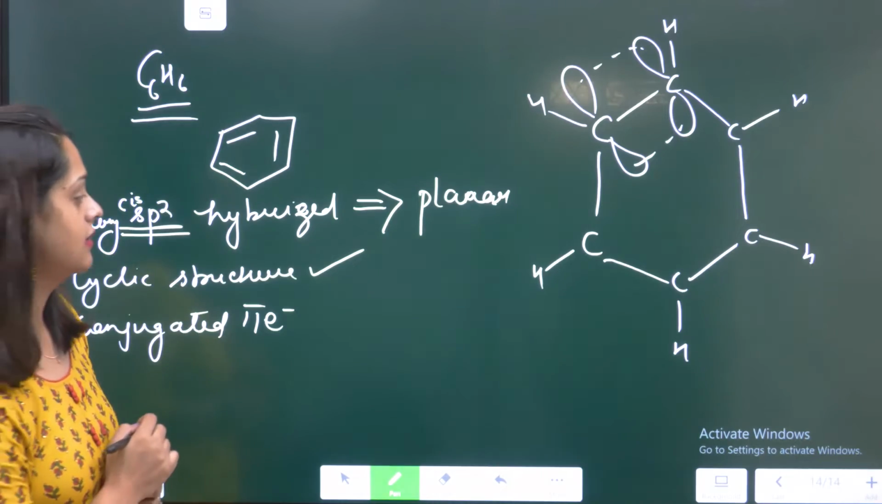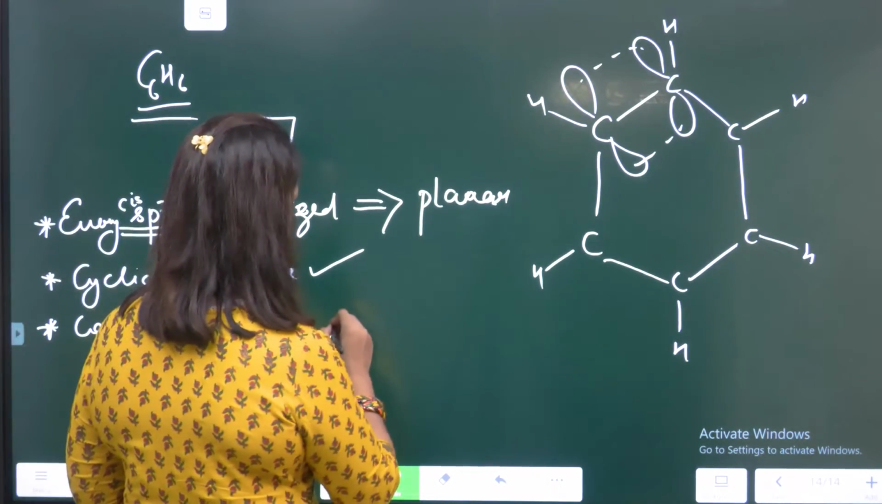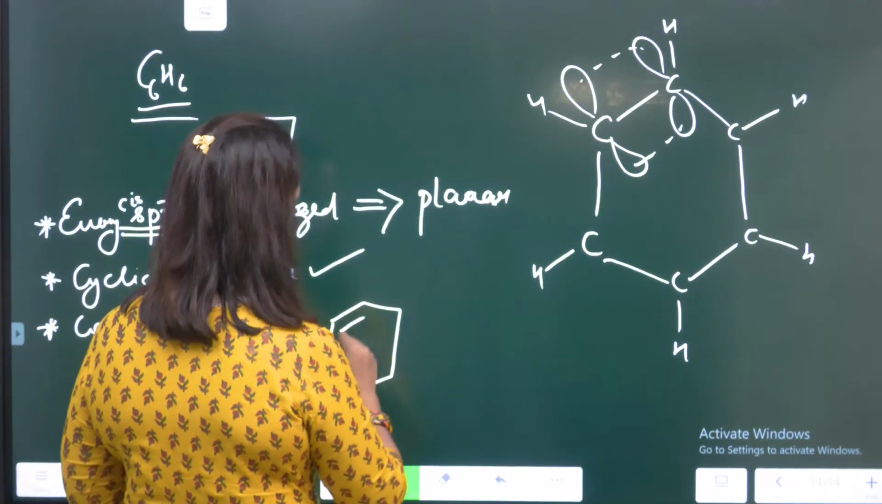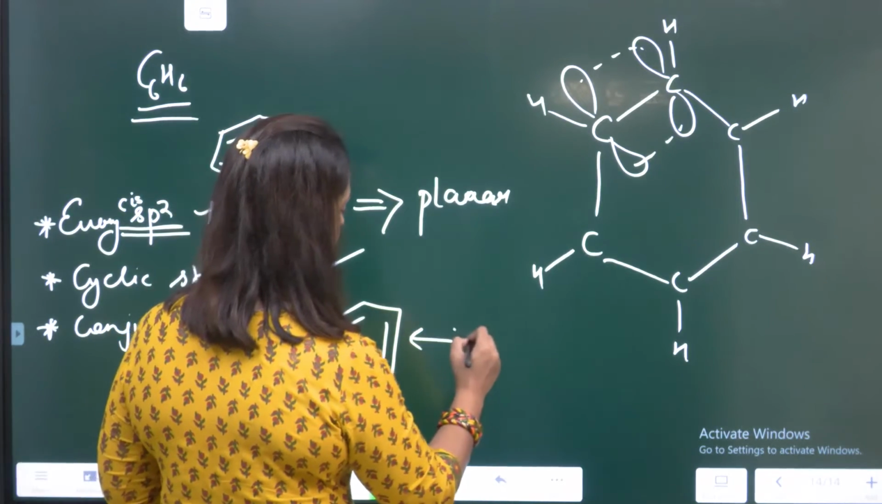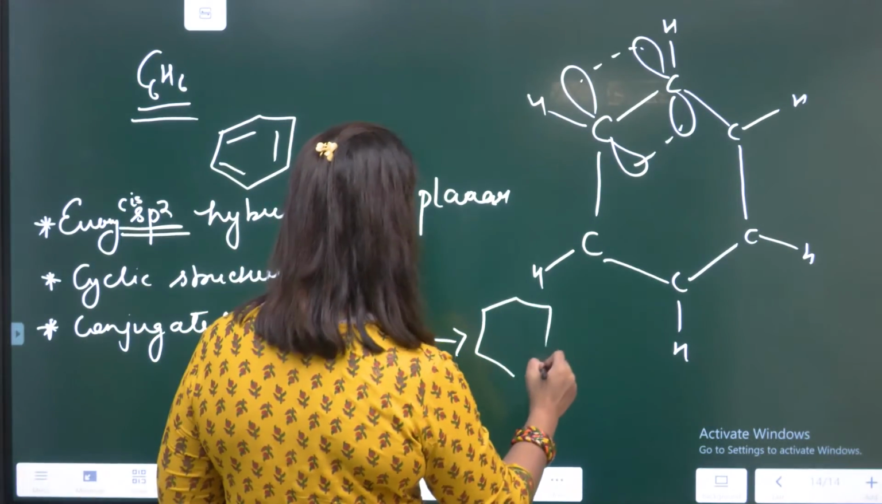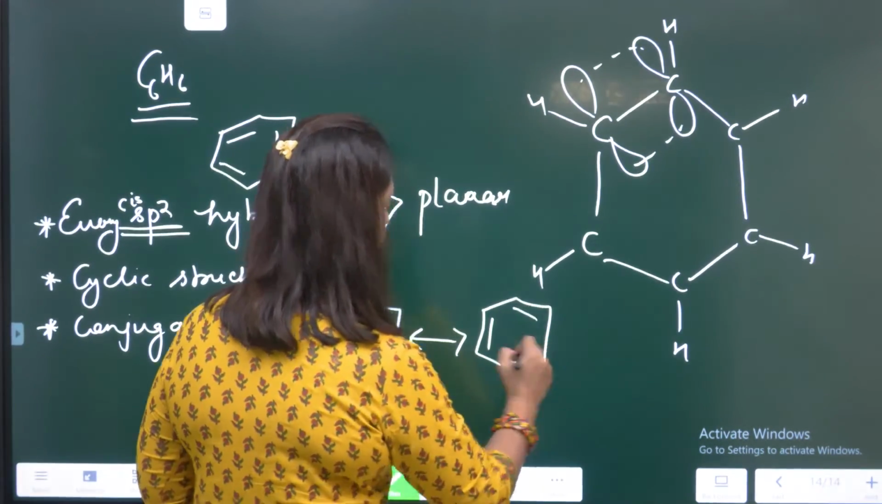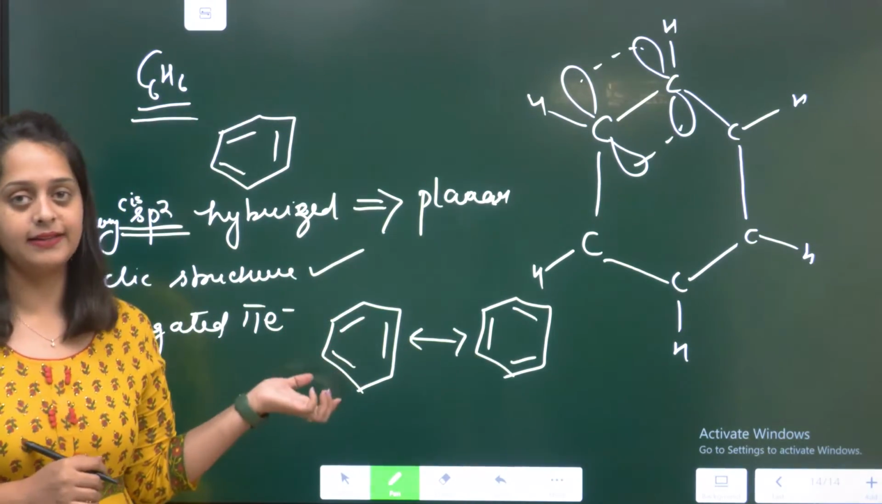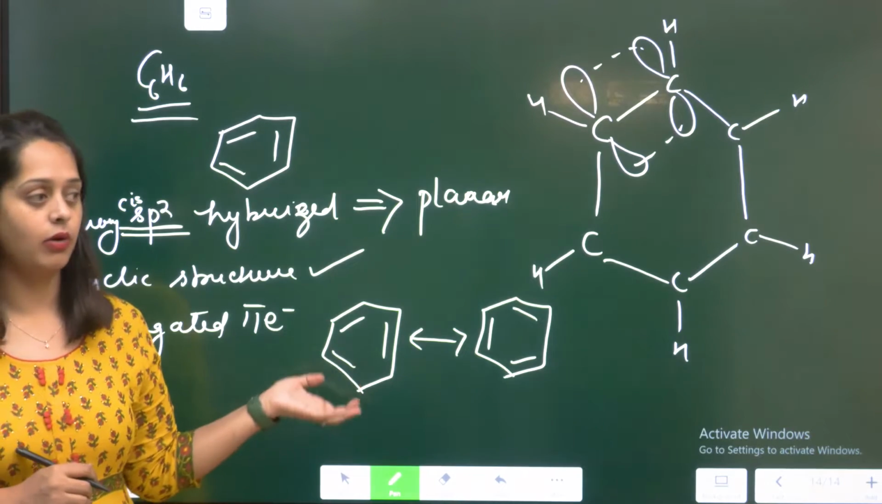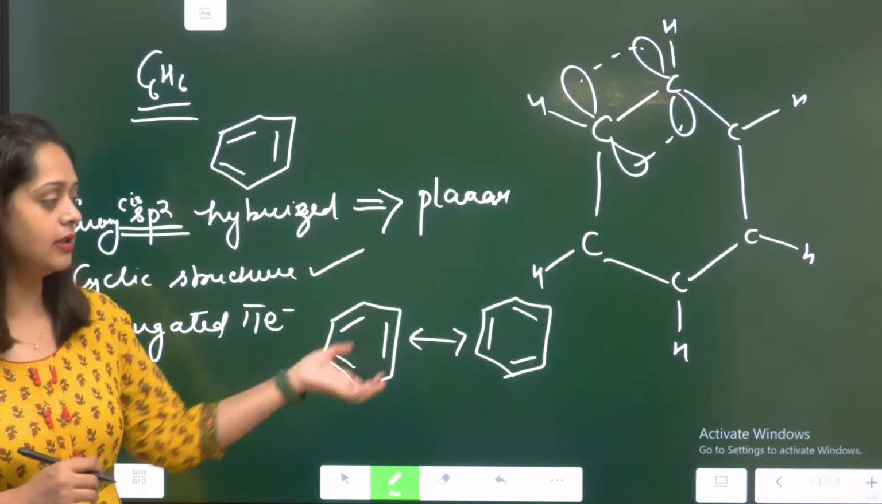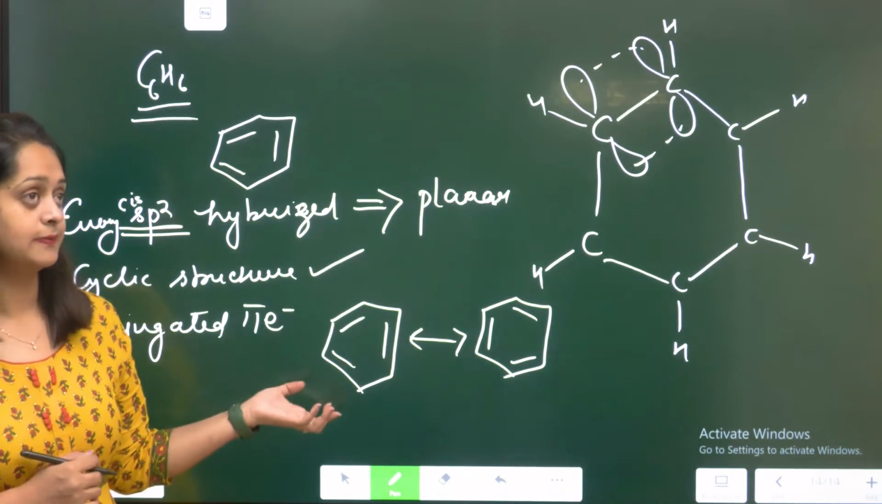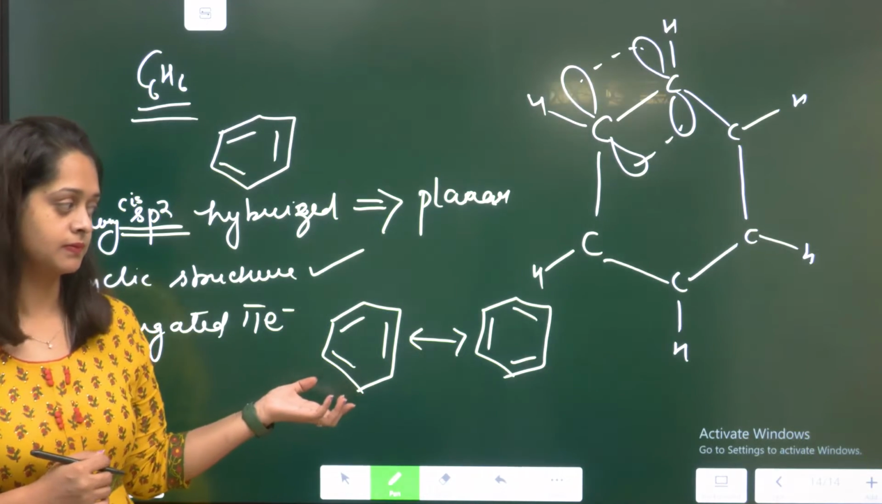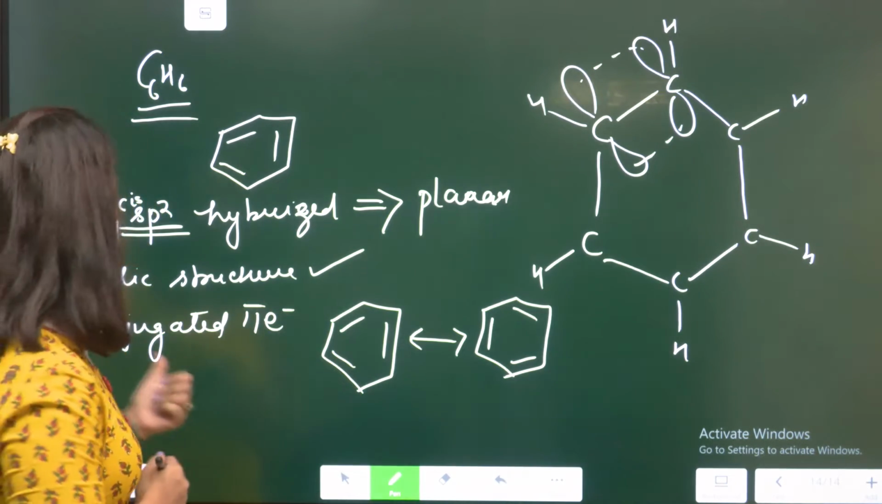So now comes the theory which we have studied, resonance. So what did we study? This can be represented as, the bonds can be alternative. So that means they have a conjugated pi system. The alternating double bonds represent the conjugated pi system. So this is also followed.